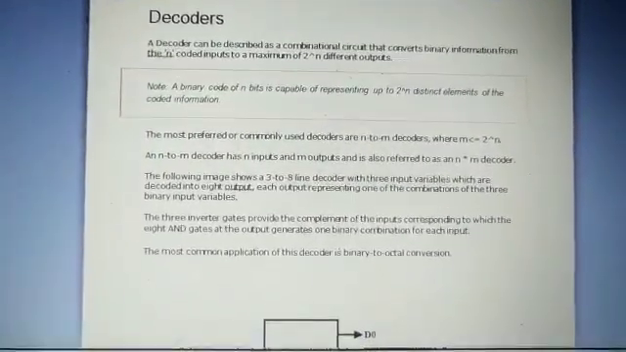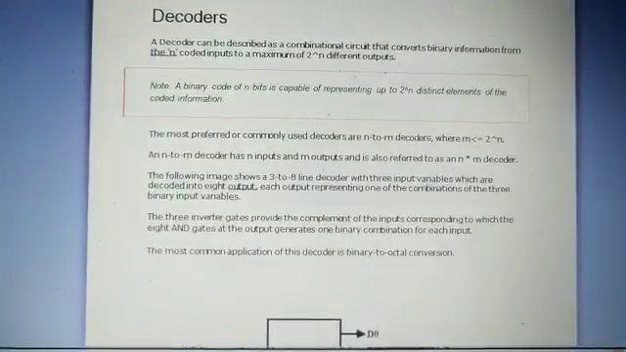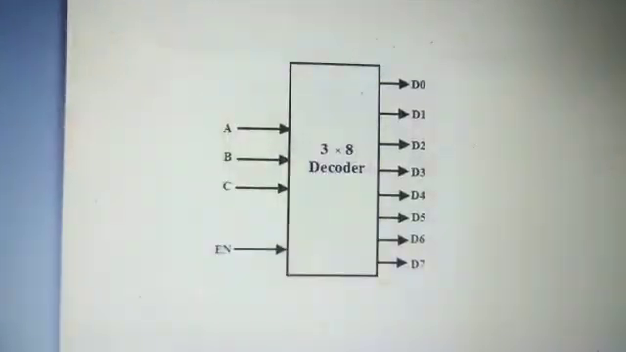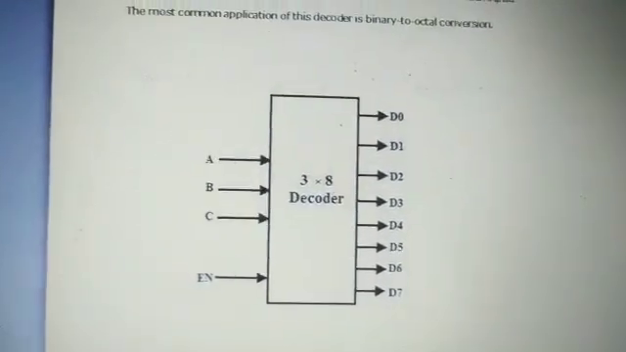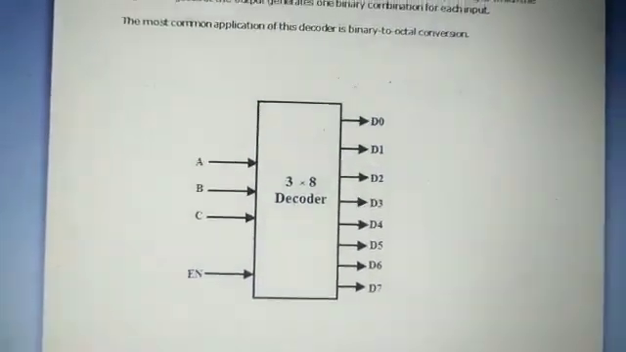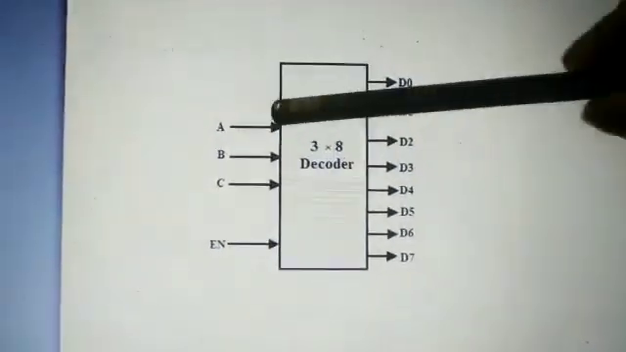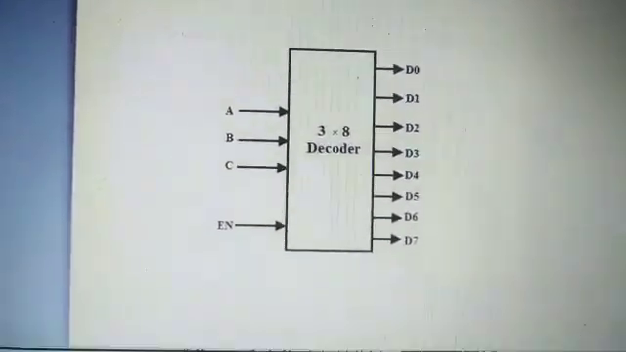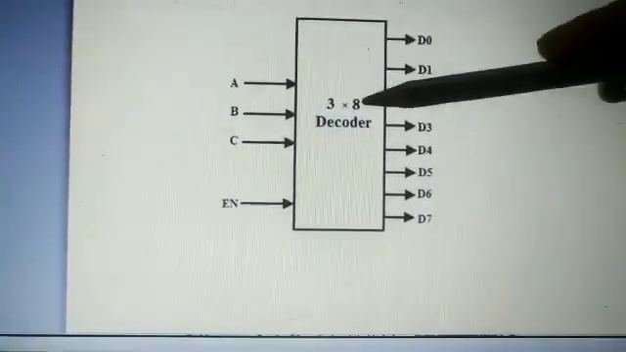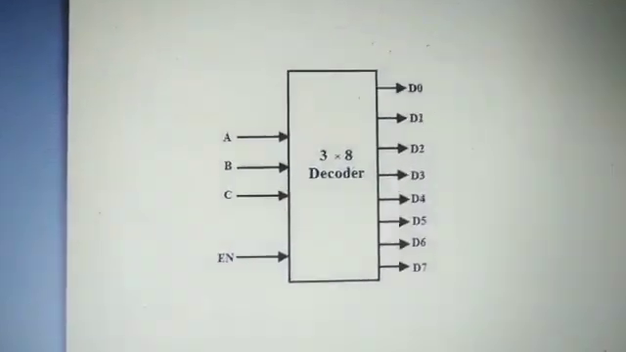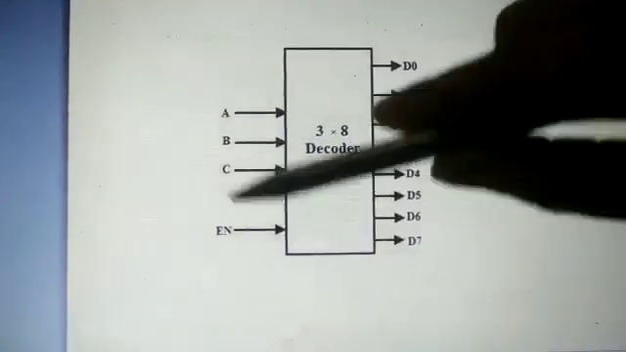Now come to the logical diagram of a 3 cross 8 decoder. 3 cross 8 means 3 is the number of inputs, that is A, B and C, and the number of outputs is 8, so D0 to D7. And one enable input is there.